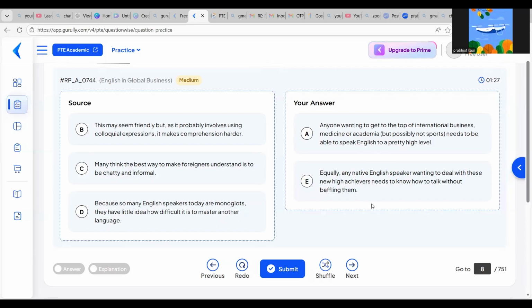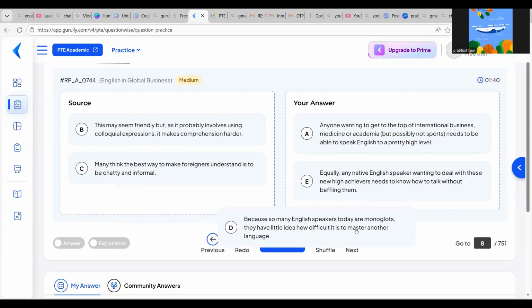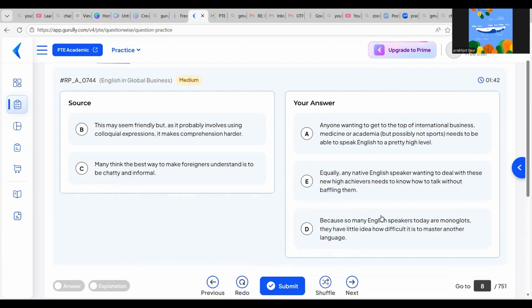So there is the reason: many English speakers today are monoglots, and they have little idea how difficult it is to master another language. So after that, this one. Here are the many English speakers.